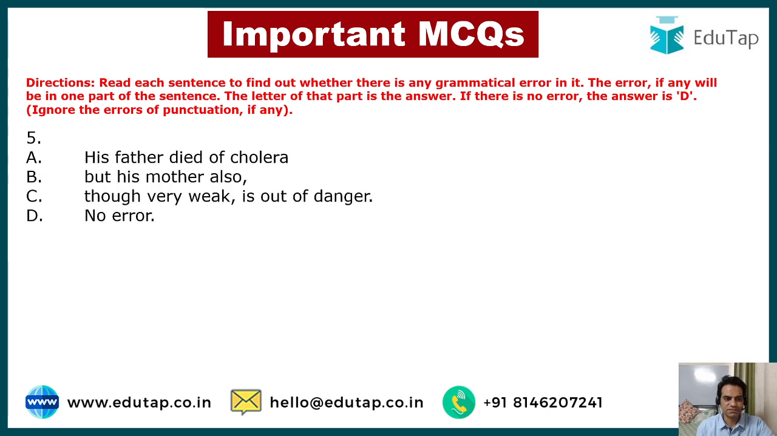And next question, guys. His father died of cholera, but his mother also, though very weak, is out of danger. Yes, guys. What is the error? I think I have found my error. So what is the error here? Also means repetition, but he is contradicting that his father died, but his mother is out of danger. So also should not have been used here. This has been mistakenly used. So his father died of cholera, but his mother, though very weak, is out of danger. That should have been the sentence, right? The error was in part B. These were error detection questions, guys.